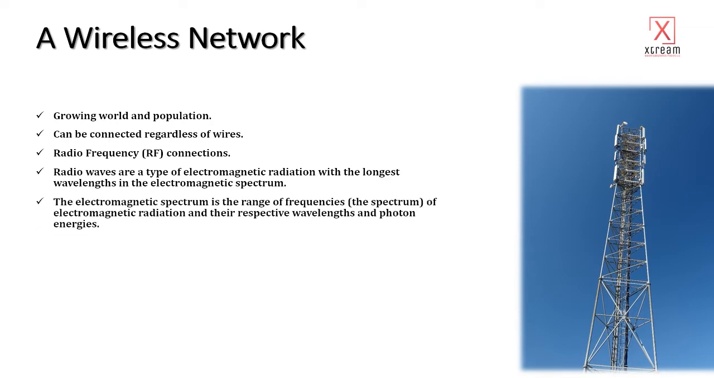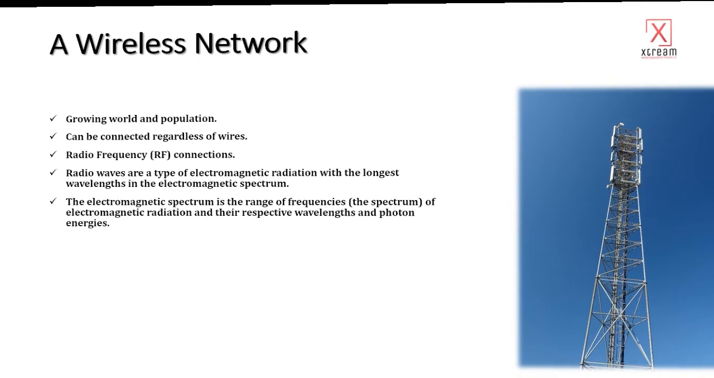So what is the electromagnetic spectrum? The electromagnetic spectrum is the range of frequencies of electromagnetic radiations and their respective wavelengths and photon energies. Based on their energy, frequencies and amplitude, they carry different quantities of energy.